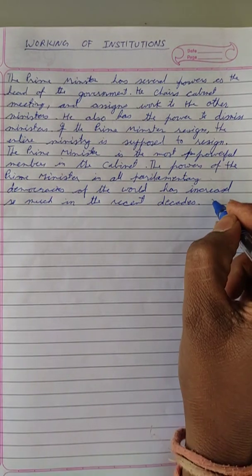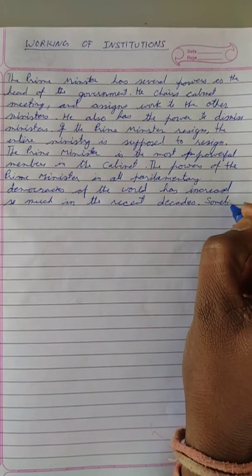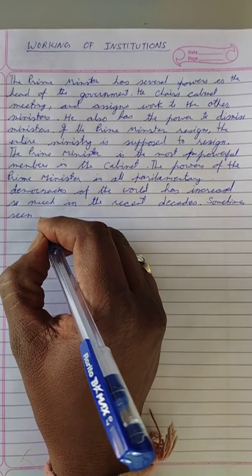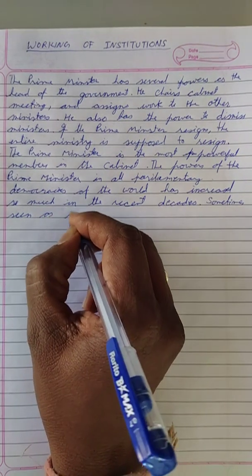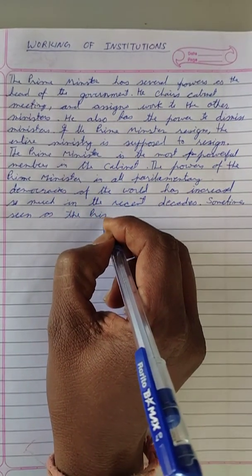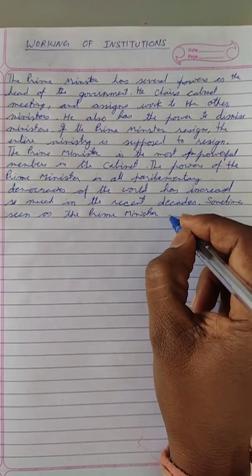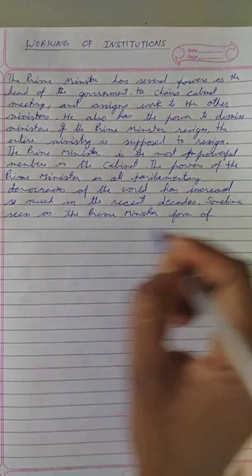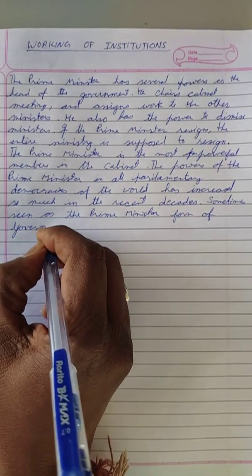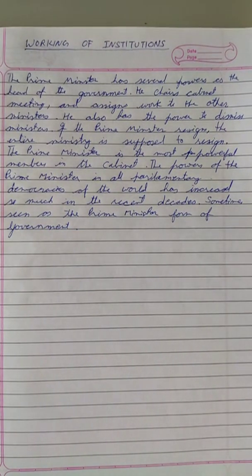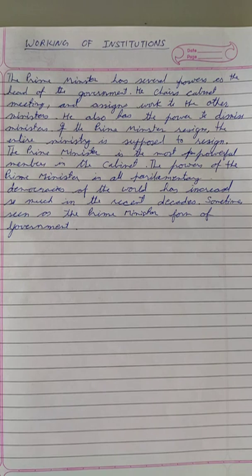Sometimes parliamentary democracy is seen as the prime minister's form of government. Okay, so we have learnt about the two types of governments. Sometimes it is called the cabinet form of government, sometimes it is called the ministerial form of government.